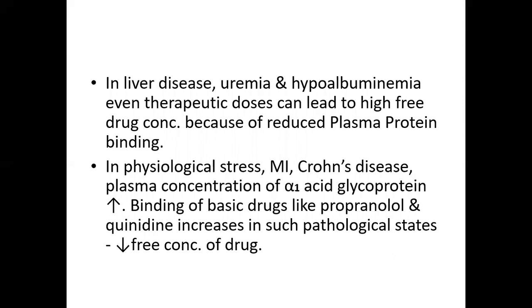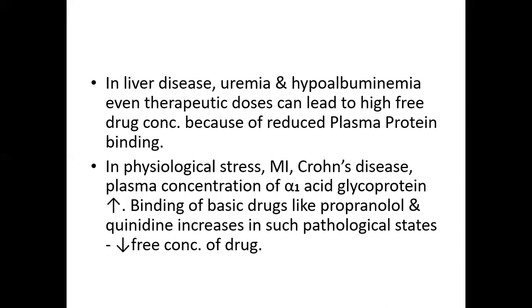So in disease states, like liver disease, uremia and hypoalbuminemia, even therapeutic doses can lead to high free drug concentration because of reduced plasma protein binding. So in liver disease, uremia, as well as in hypoalbuminemia, even drugs taken in therapeutic doses can lead to high free drug concentration because of reduced plasma protein binding.